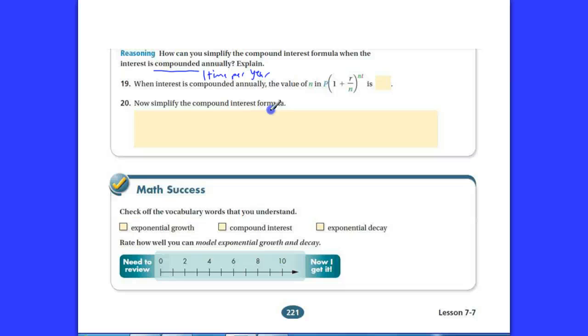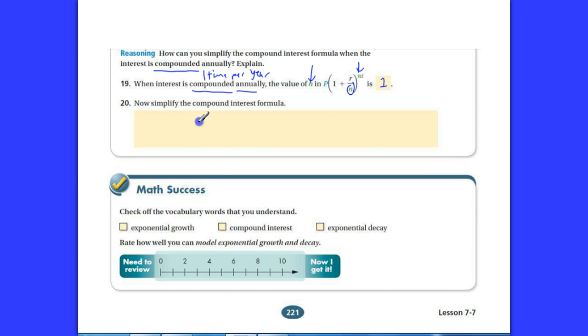If it just compounds once, that means they pay you one time for the money in the account. If they paid you daily, think about it. The first day you would make some interest, then the next day you would make interest, but that would be interest on the initial amount plus the previous day's interest. Anyway, that gets a little more complicated, which you'll learn in a couple of years, hopefully more about that. When interest is compounded annually or yearly, the value of n, that means the number of times that it's compounded in a year, is 1 because it's compounded once.